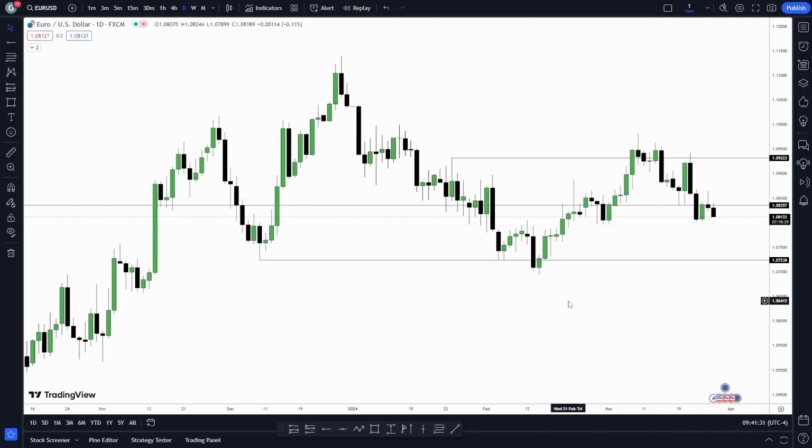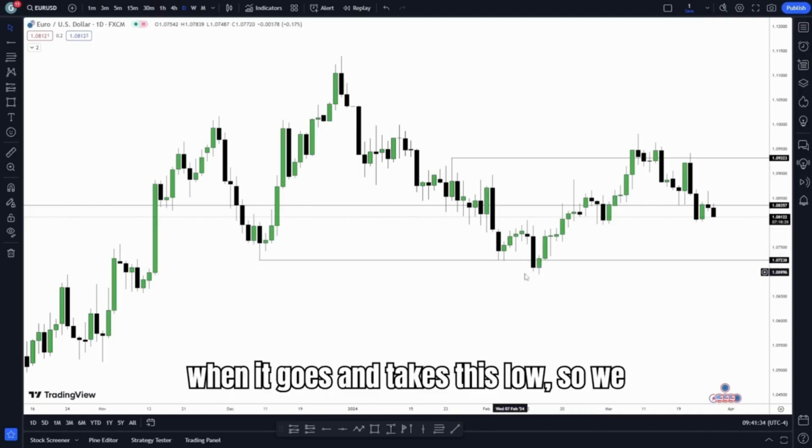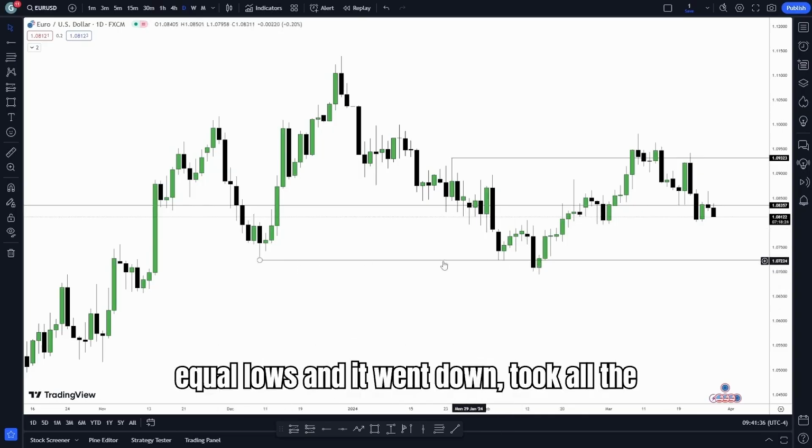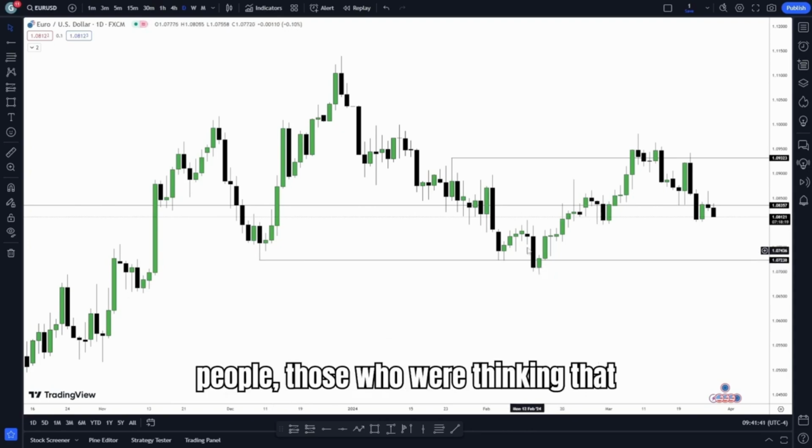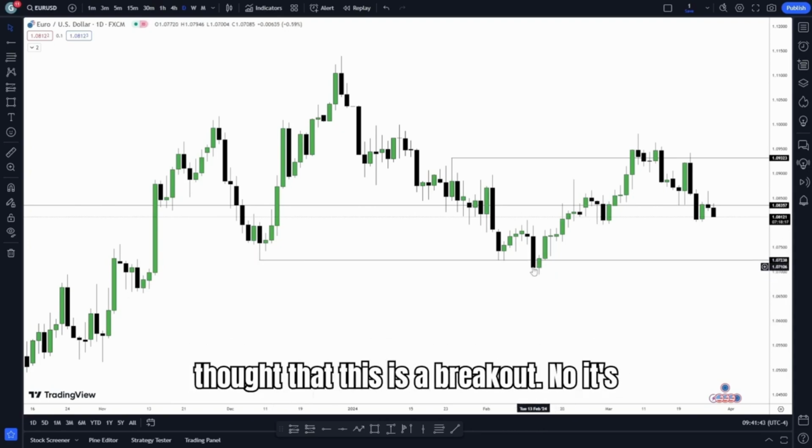Okay, but when it goes and takes this low, we know that this was making relative equal lows, and it went down, took all the stop losses, and made a fool of the people who were thinking that the market would fall down from here. They thought that this is a breakout.